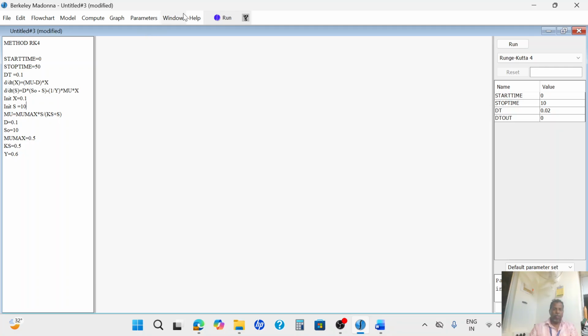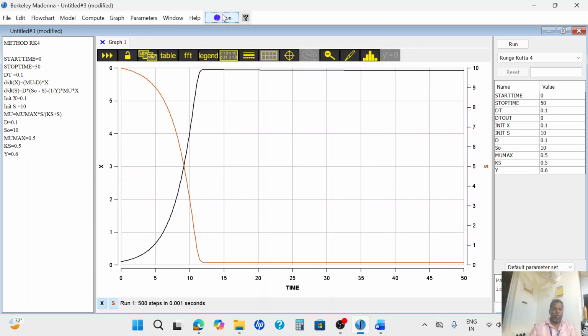After feeding all the values, we can run the program. So we will be getting the results. That is, there are only two differential equations, x and s. Based on x and s, we will be getting the model like this.